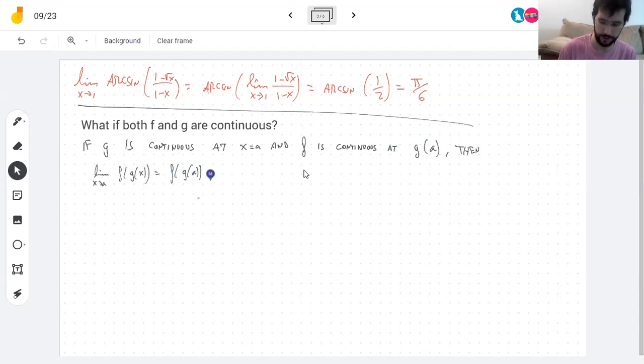In other words, what's the word for a function where you get the limit by plugging in? That's what we call a continuous function. It's continuous at which point? Well, the point that I'm plugging into f composed with g is x equals a. So if they were continuous everywhere, both of them, then the composition would be continuous everywhere, like the exponential of the sine, for example.